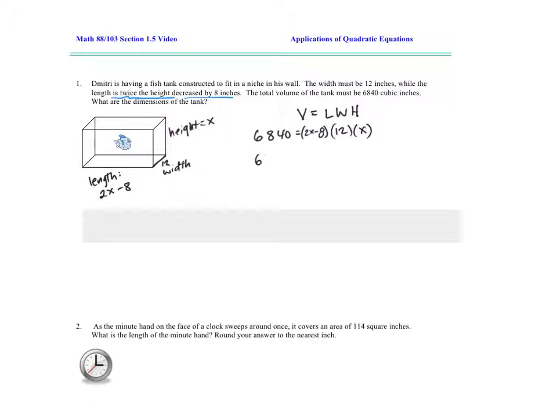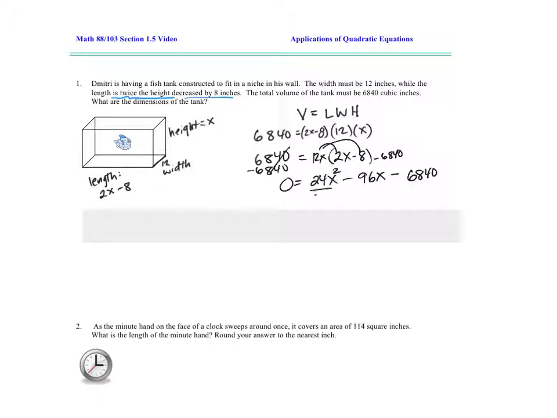So 6,840 is equal to 2x minus 8 times 12x. I'll just put that 12x out in the front. It makes it easier to distribute. Okay, so I've got 24x minus 96. Oh, that's 24x squared minus 96x. And then I'm going to just go ahead and subtract that 6,840 to set that equal to 0. Okay, just subtract that from both sides. Great. Okay, so now I could use quadratic formula.